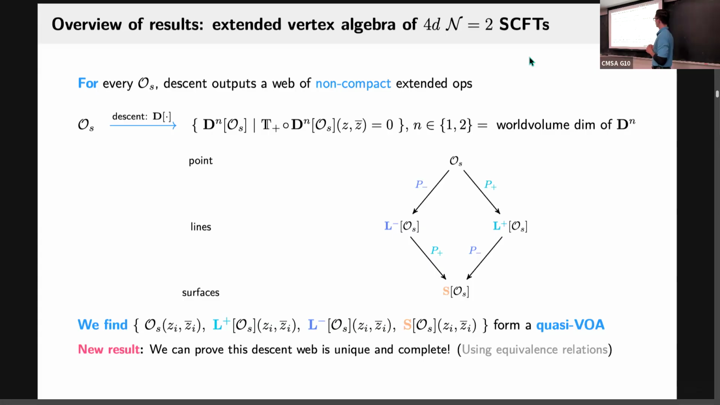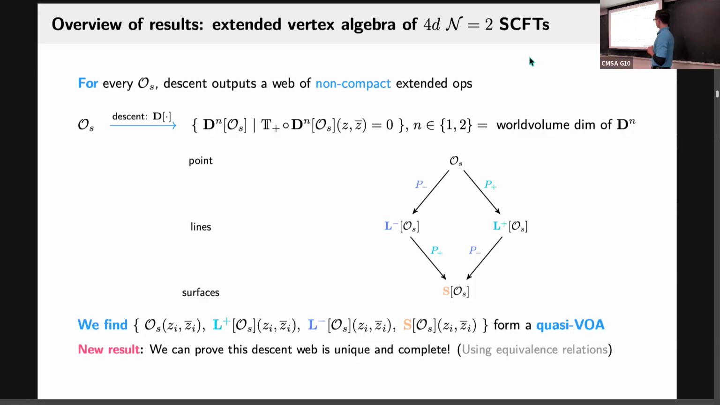And in a sort of canonical fashion, these descent operators are going to be both T plus, and there should be a minus here. They're going to be both T plus and T minus closed. And this is the sort of descent web. So for each Schur operator, I can perform this descent procedure in different ways, and I'll either get a line operator called O plus, a different line operator called O minus, or I'll get a 2D surface operator called S.